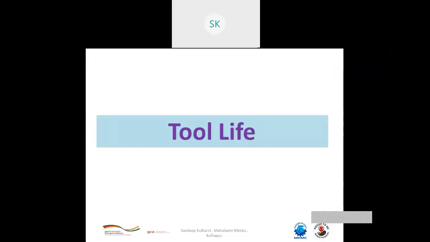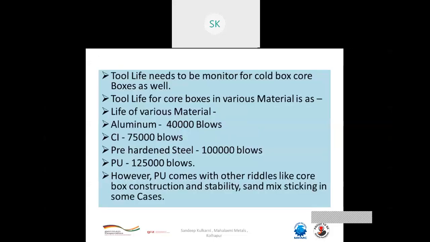So we now move to tool life. That is the second part of our presentation. We all know that tool life depends on the material which we use for making the core box. Just like aluminum, we get around 40,000 blows. CI, we get around 75,000 blows. Treated steel, we get around 1 lakh blows, and PU material gets around 1.25 lakh blows.